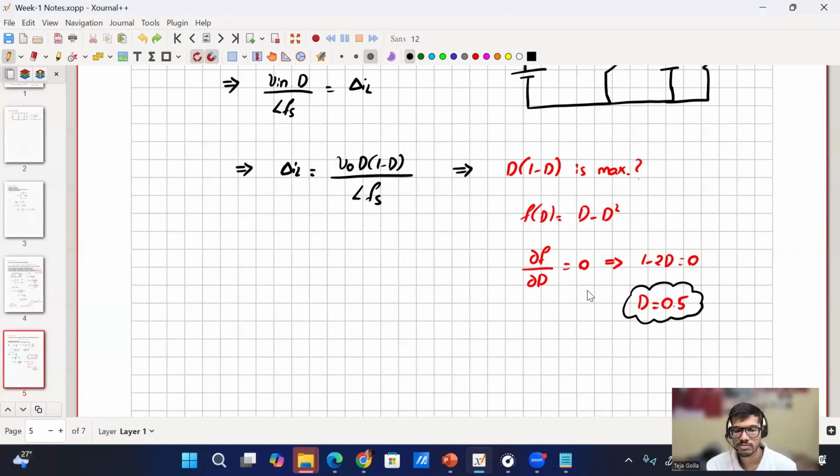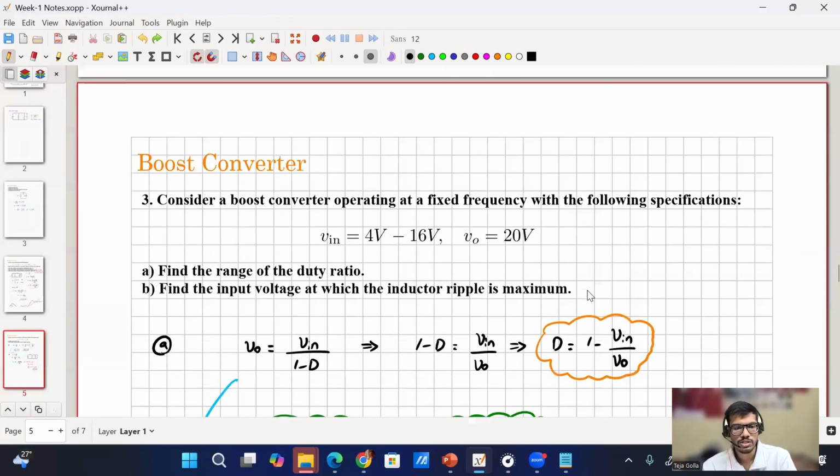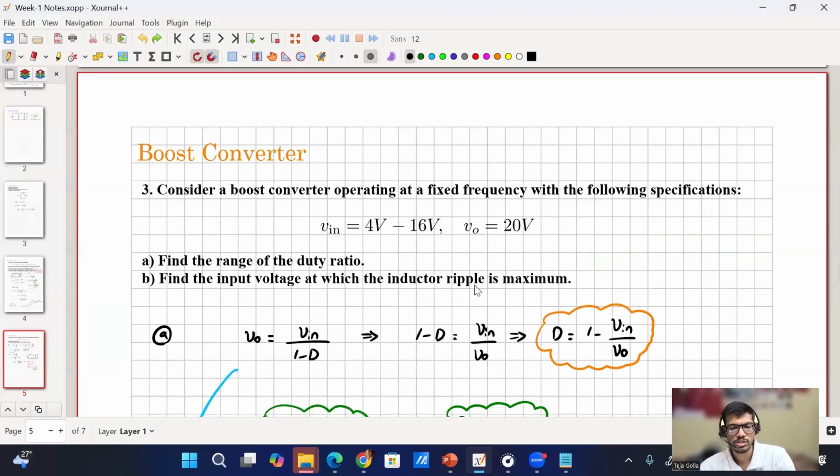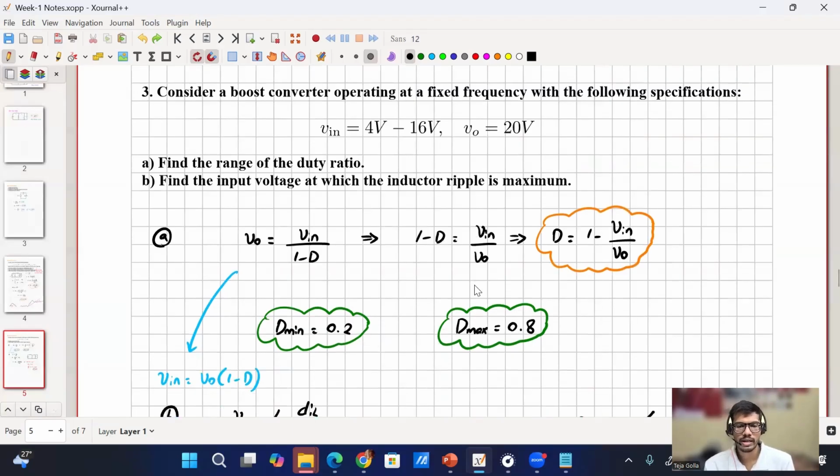So if anyone asks me to design a boost converter so that the ripple doesn't cross this, I will try to see at D equals 0.5. Now for the second question, they are asking what is the input voltage at which the inductor current ripple is maximum. So duty ratio is 0.5. Now calculate and tell me what will be the input voltage, for duty ratio 0.5 and output voltage 20 volt.